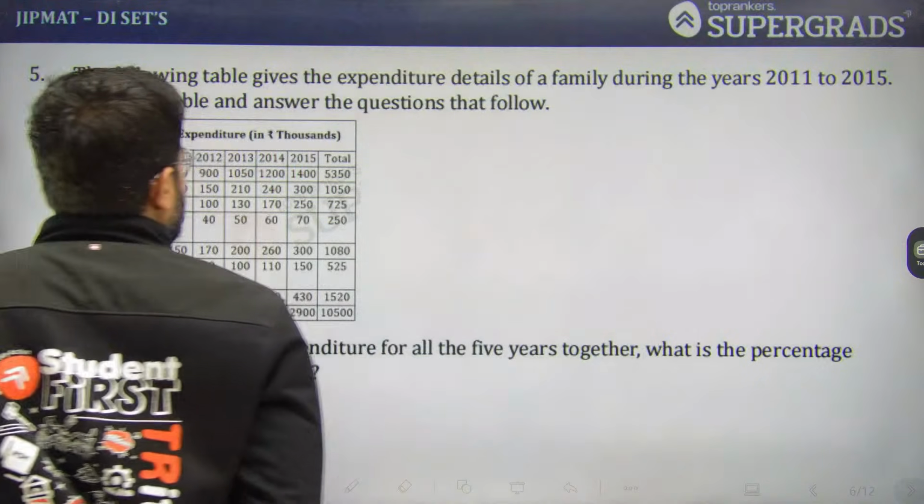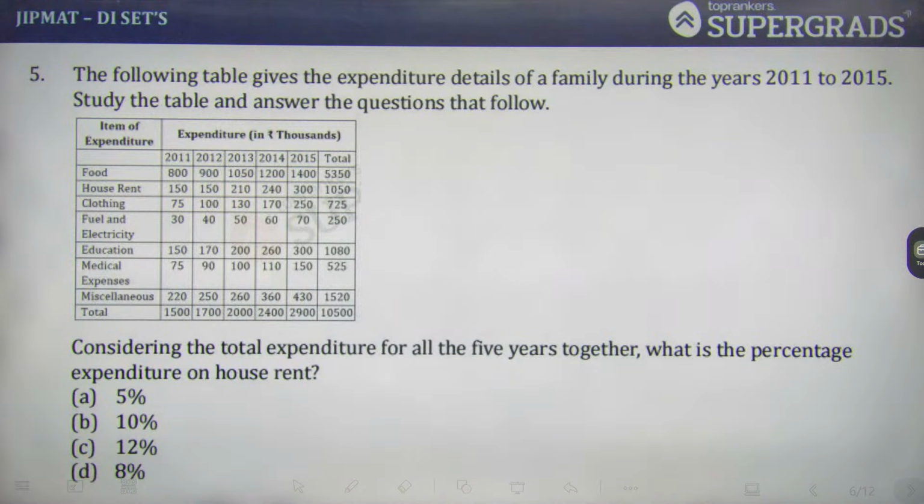The following table gives the expenditure details of a family during the year. Study the table and answer the following question, and everything is mentioned here. Now let's look at what they are saying. Consider the total expenditure for all 5 years together. What is the percentage expenditure on house rent?